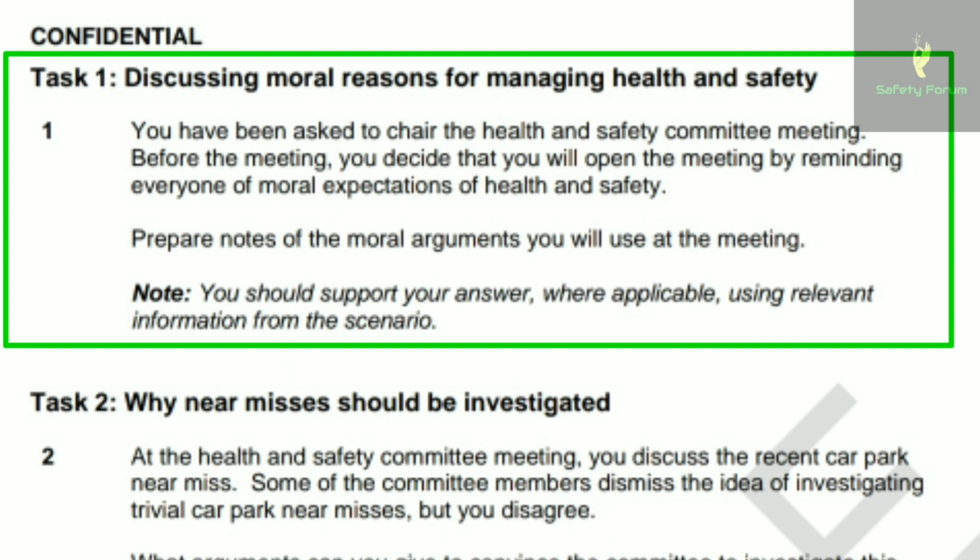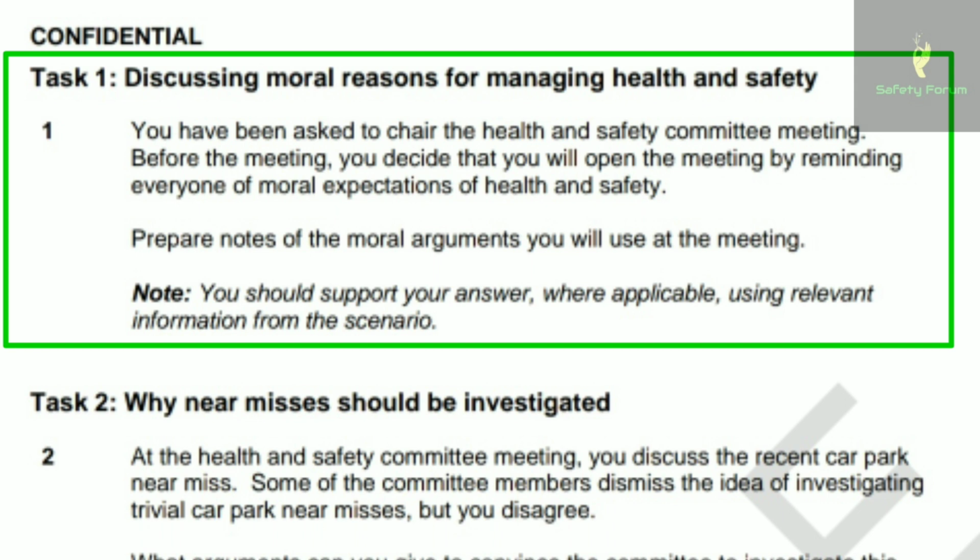So friends, the first task is: you have been asked to chair the health and safety committee meeting. Before the meeting, you decide that you will open the meeting by reminding everyone of the moral expectations of health and safety. Prepare notes of the moral arguments you will use in the meeting, and 10 marks are given. So this is the scenario we have discussed, right?